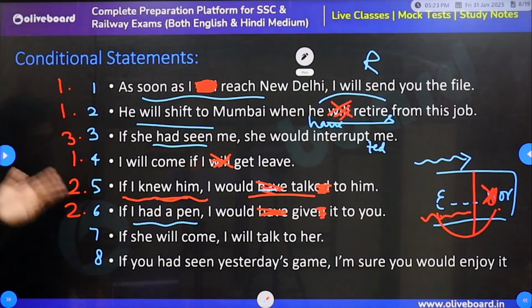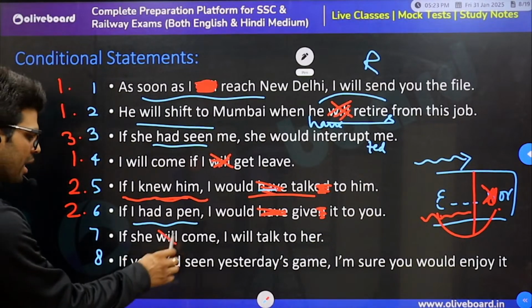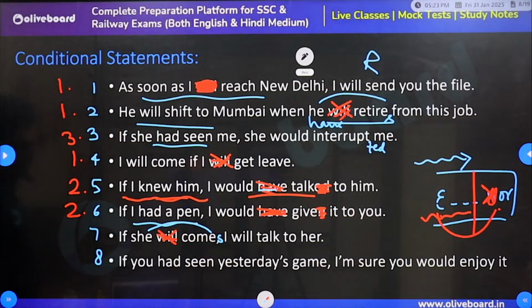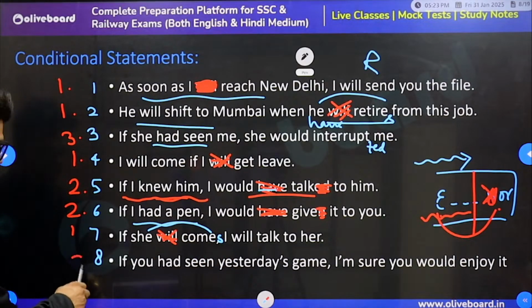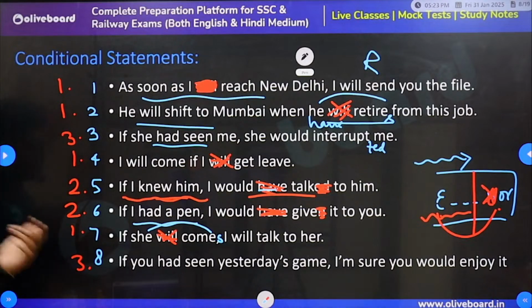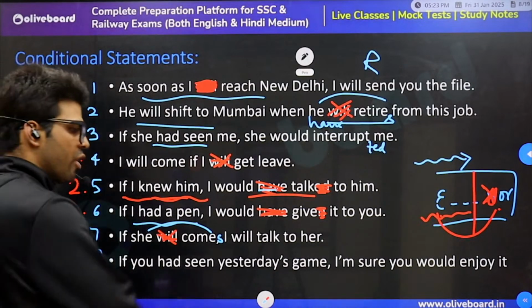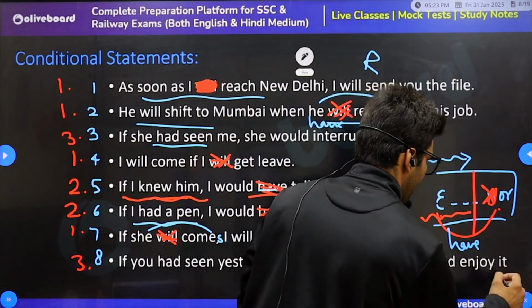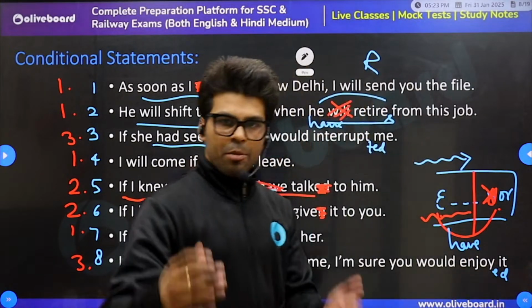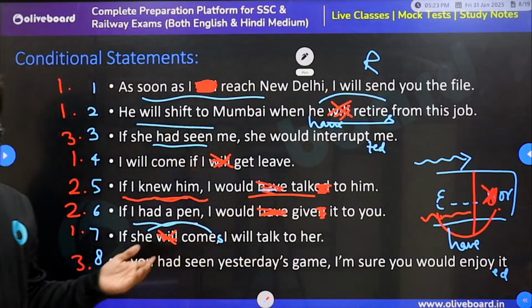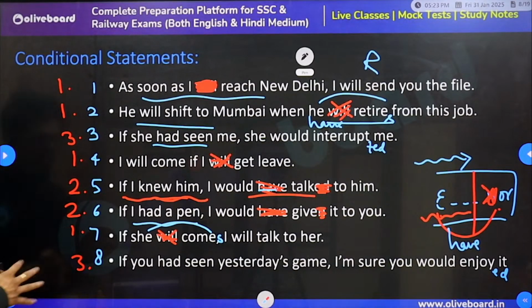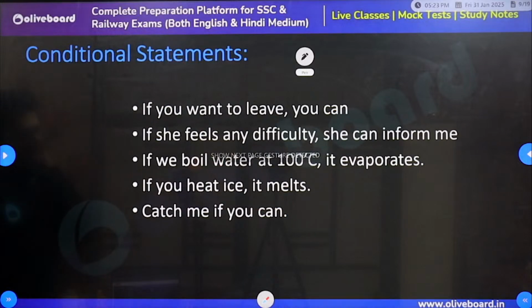"If she will come, I will talk to her." Now, if she comes, singular subject, S or ES, I will talk to her. And "if you had seen yesterday's game, I'm sure you would enjoy it" is again the third conditional: you would have enjoyed it. Thank you, everybody. Nothing to mug up. Let's go ahead, keeping this in mind.